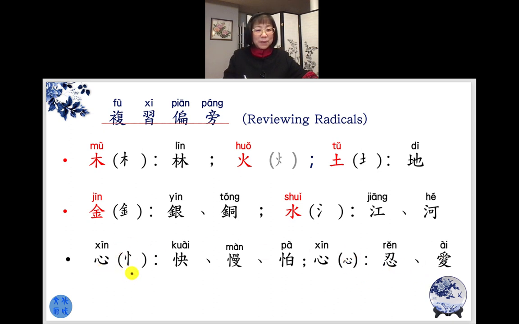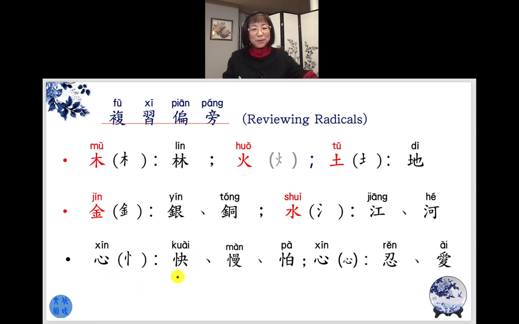The left 偏旁. These two words you've learned, 快 and 慢, fast and slow. So why do fast and slow have something related to 心? Because whether you feel fast or slow, it's all up to how your heart feels.